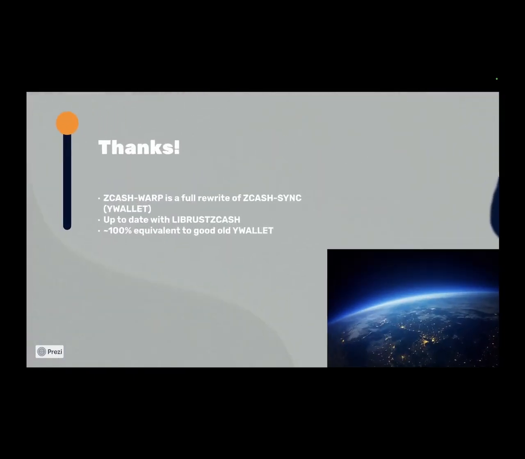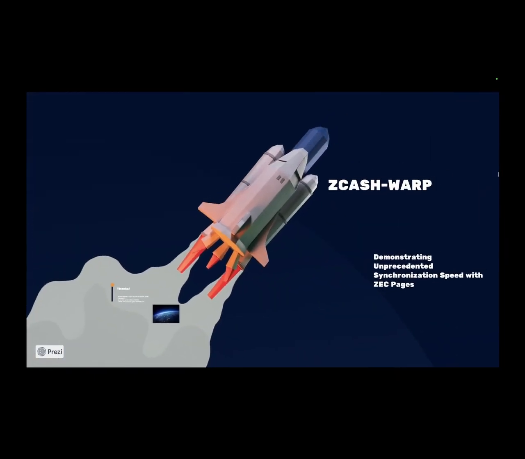I'm excited to see how this advancement will shape the future of Zcash, and I look forward to your feedback and suggestions.